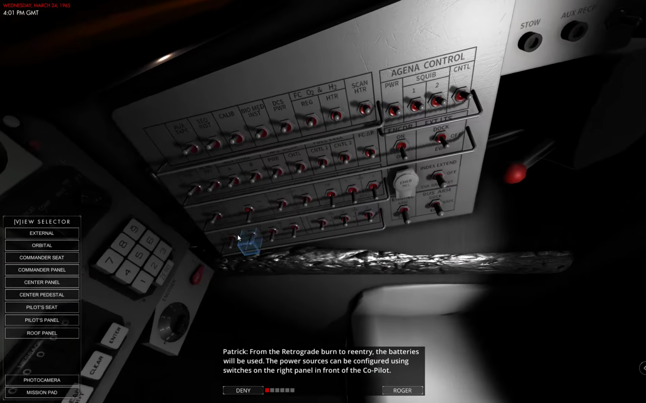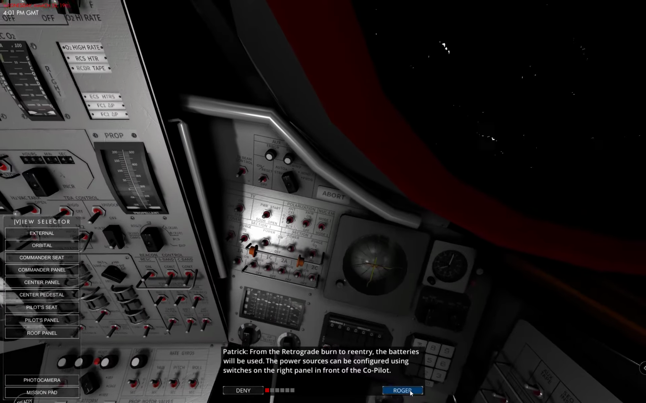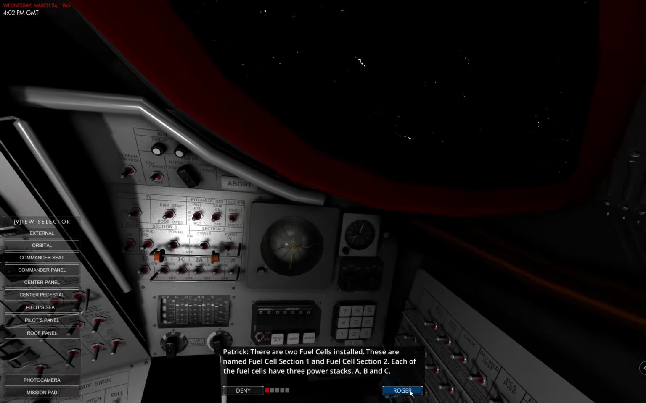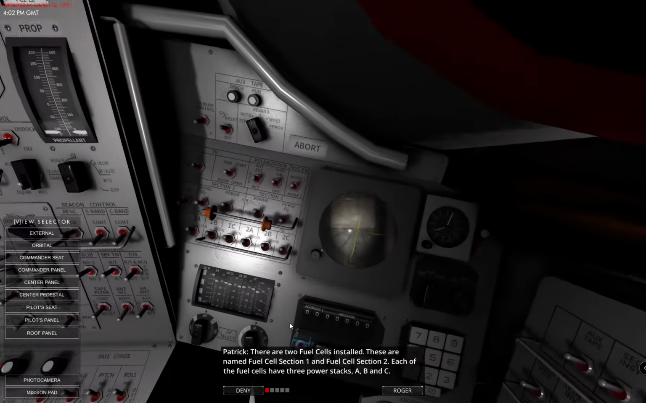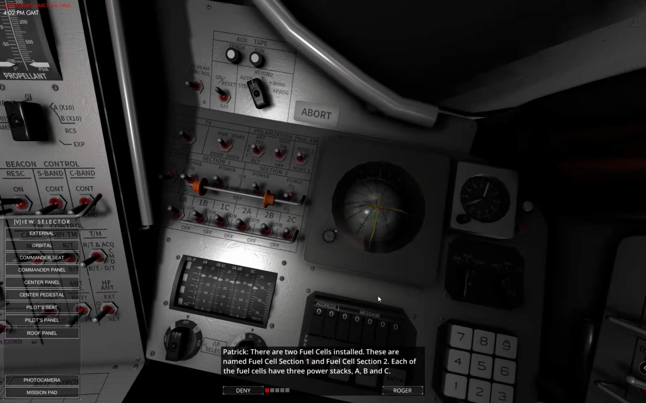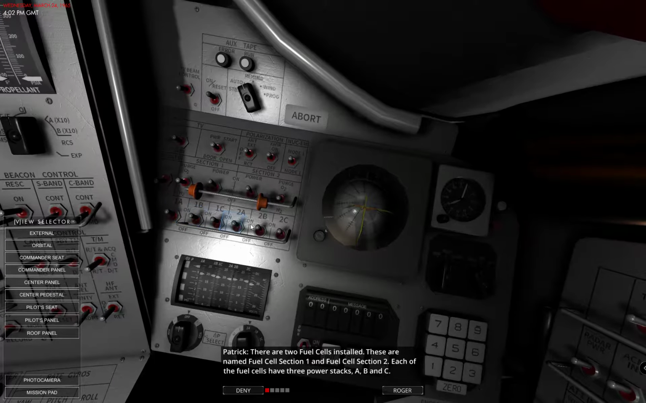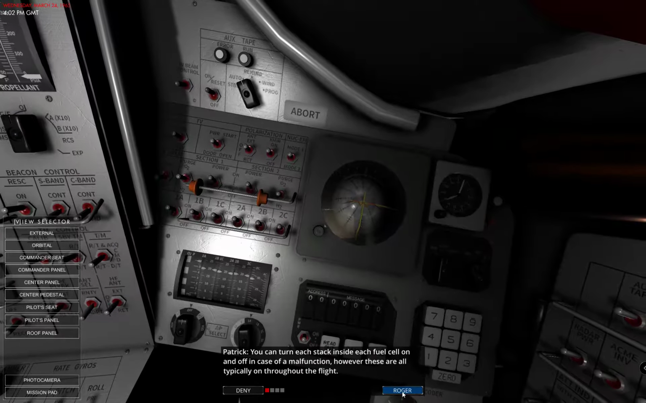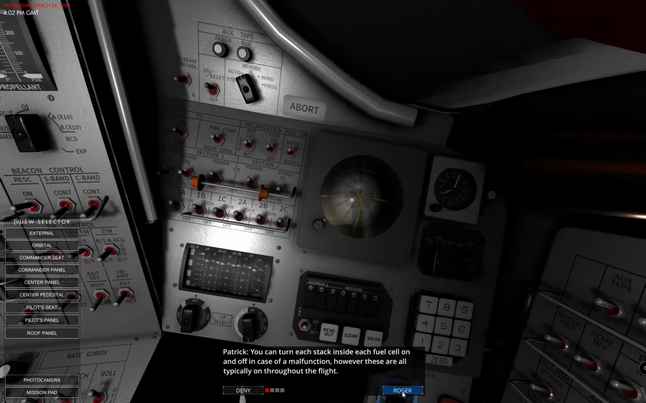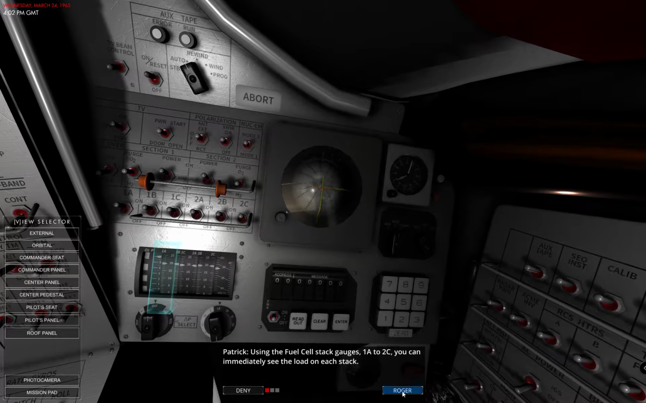So here we have that. There are two fuel cells installed. These are named Fuel Cell Section 1 and Fuel Cell Section 2. Each of the fuel cells has three power stacks, A, B, and C. You can turn each stack inside each fuel cell on and off in case of malfunction, however these are all typically on throughout the flight.